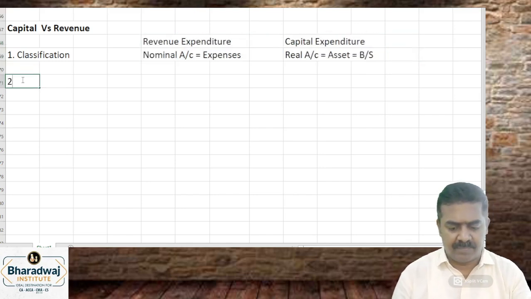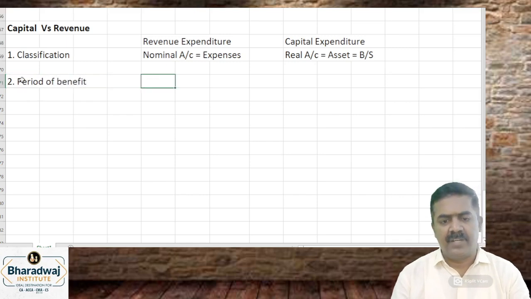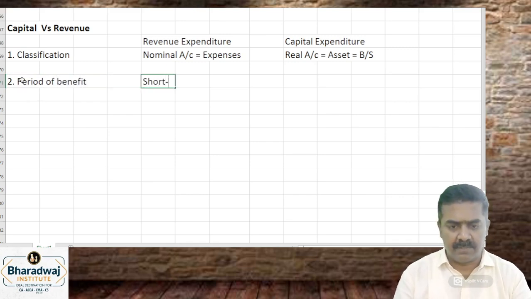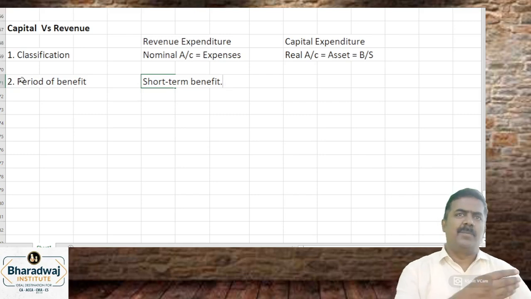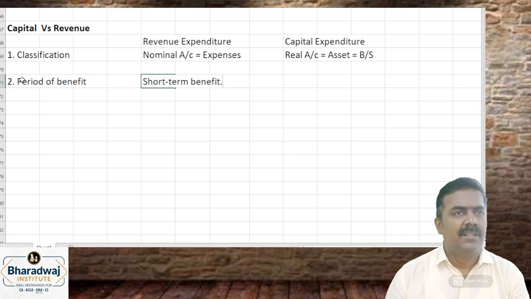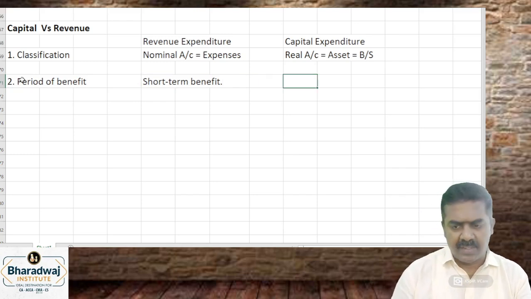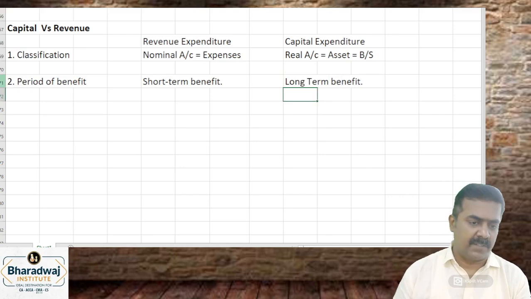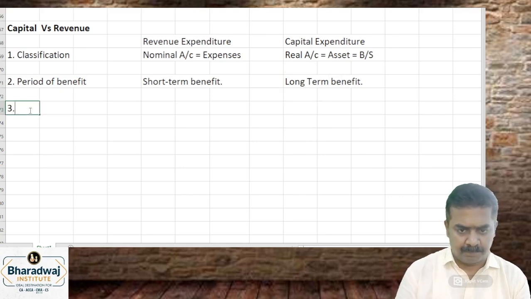Then, what is the period of benefit? Revenue expenditures give short-term benefit. What is short-term? Generally 1 year. It may be 6 months, 5 months, around 1 year. If there is such a benefit, what do we call it? Revenue expenditure. Capital expenditures give long-term benefit, more than 1 year benefit. Okay.